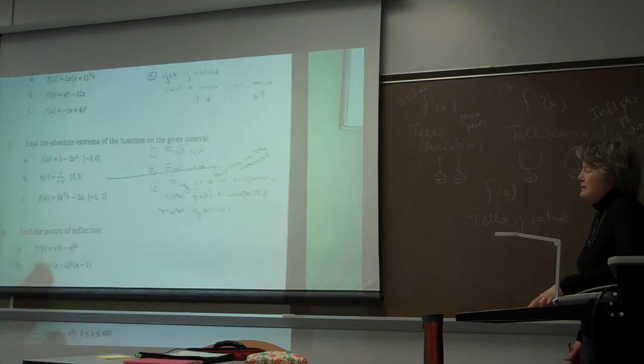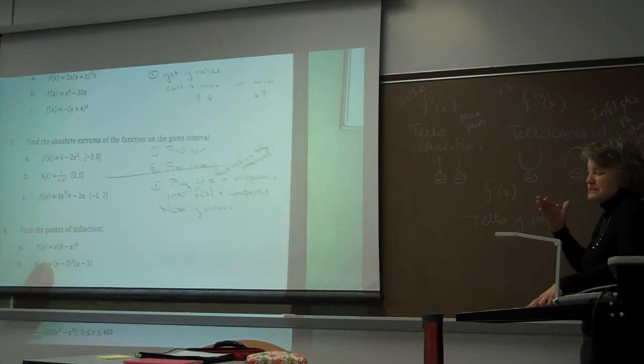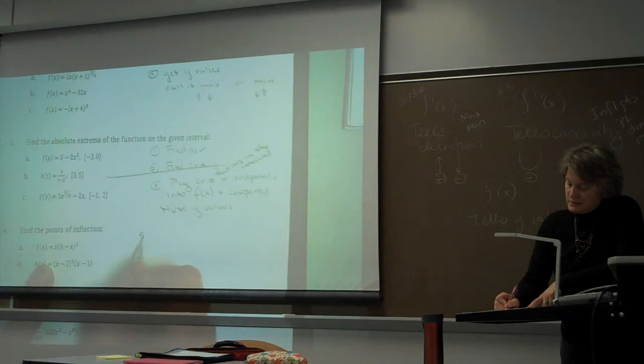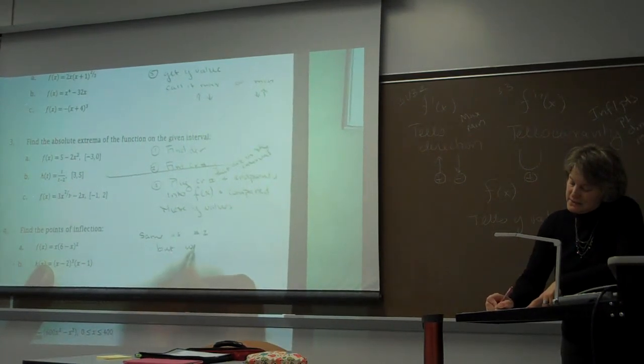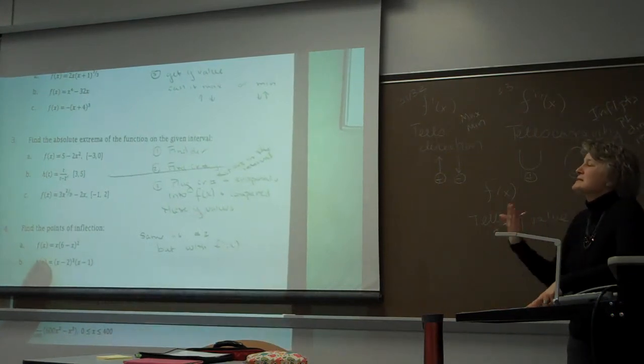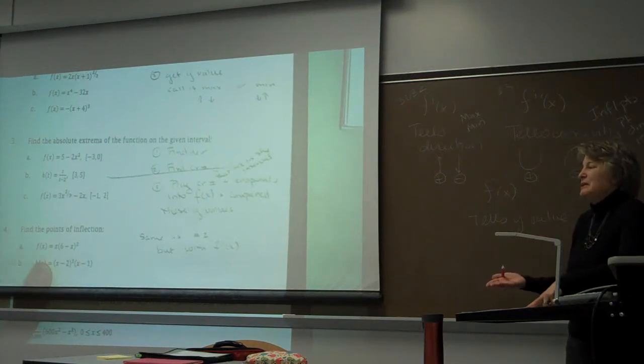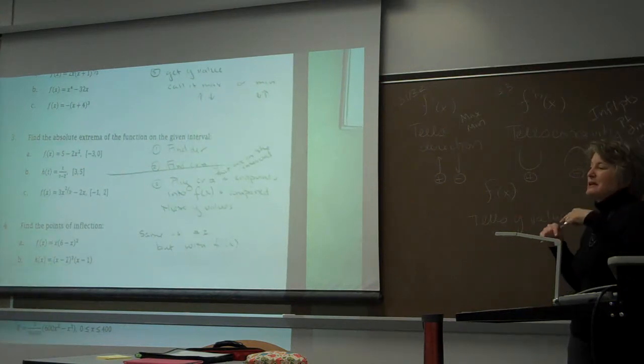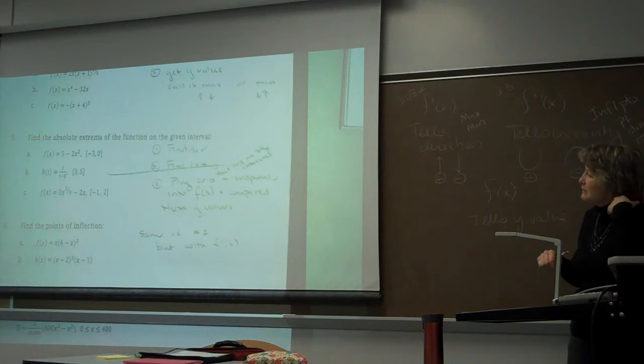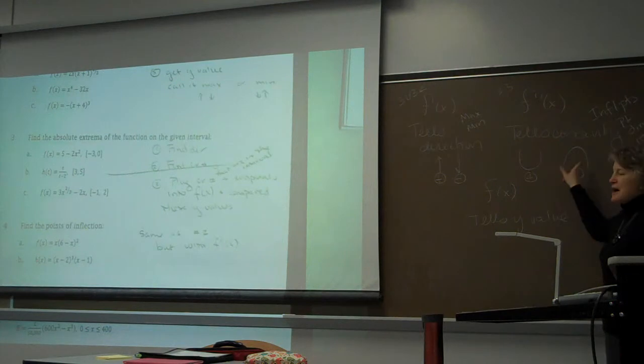Point of inflection, you're going to do the exact same thing as number 2, but with the second derivative. So you're going to take the second derivative. You're going to find the critical values from the second derivative. You're going to set up intervals. You're going to check the sign, but it's all with the second derivative, not the first. You're looking for change in direction, but it's change in direction with concavity, not increasing, decreasing.